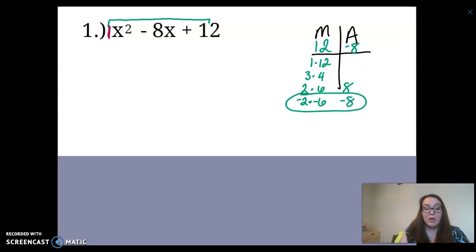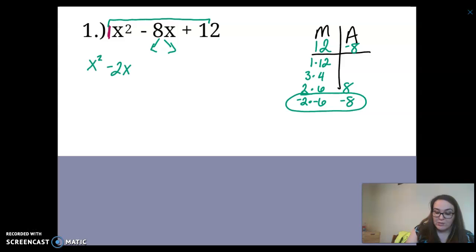Now, if you found those right away, that's perfect. Just because I didn't, that doesn't mean anything. Remember, I'm going to replace this negative 8x with negative 2x and negative 6x because I need it to be a like term. So minus 2x minus 6x plus 12.